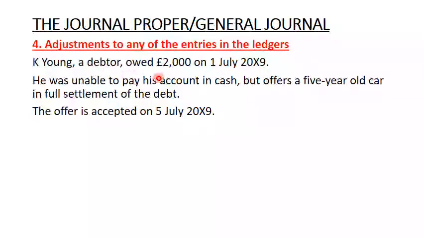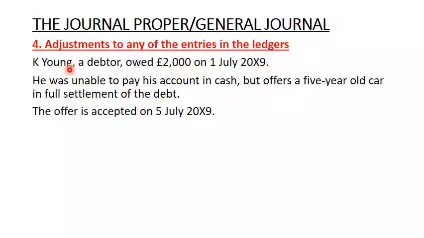K Young, a debtor, owed 2,000 on 1st July 20X9. He was unable to pay his account in cash but offers a 5-year-old car in full settlement of the debt. The offer is accepted on 5 July 20X9. So this Young was unable to give us the money. Okay, so there is an existing transaction which says that we sold Young something on credit, meaning that Young has not paid. Okay, so this Young has decided to give us a motor vehicle, right?